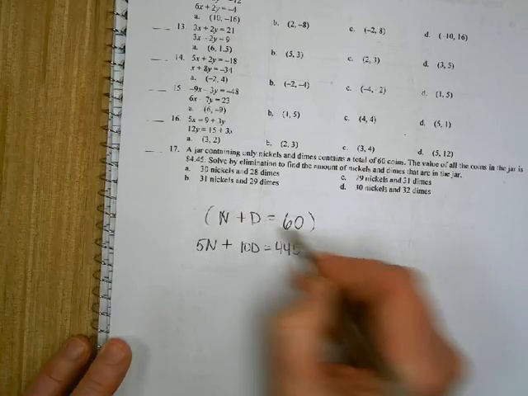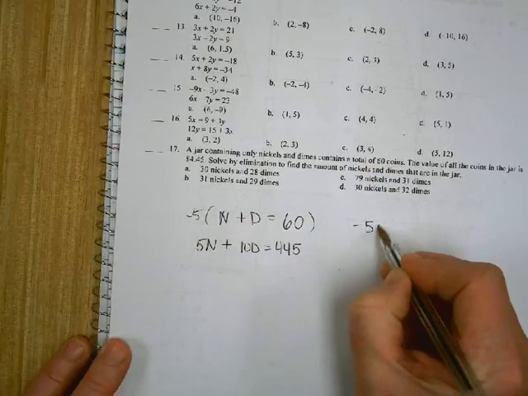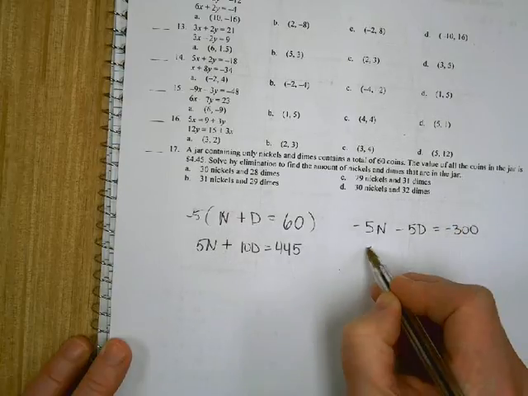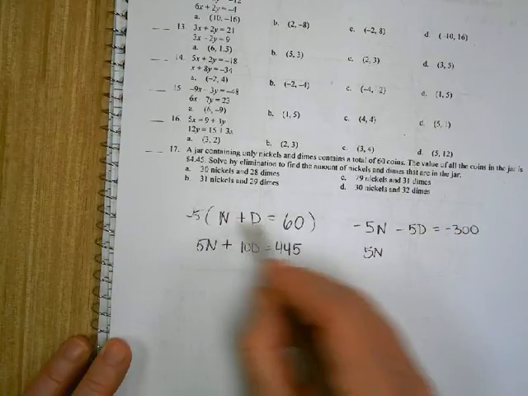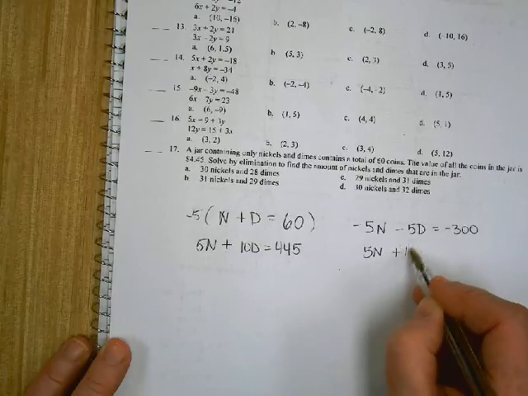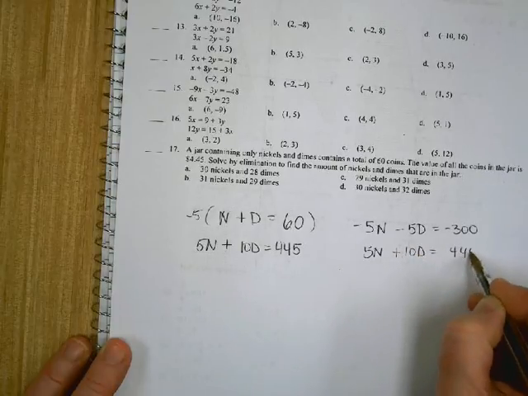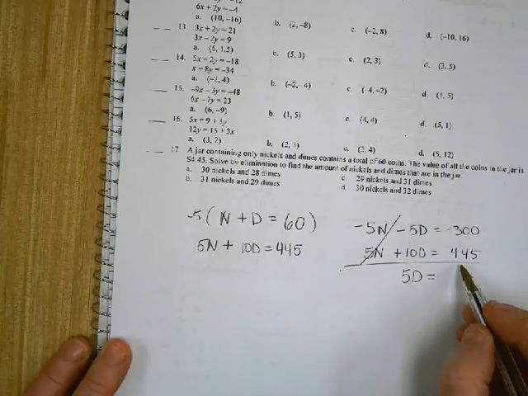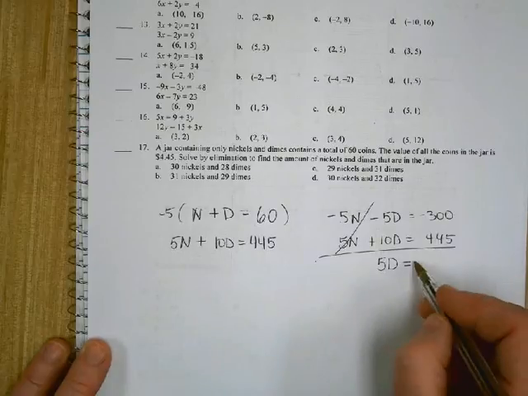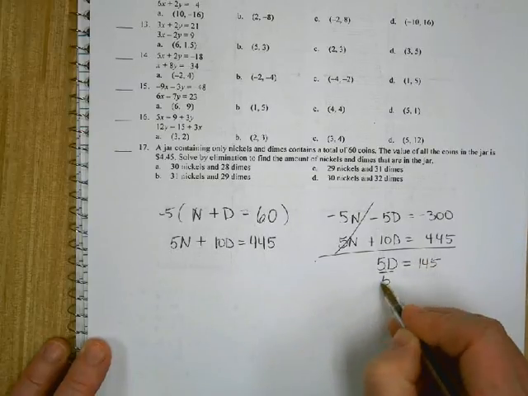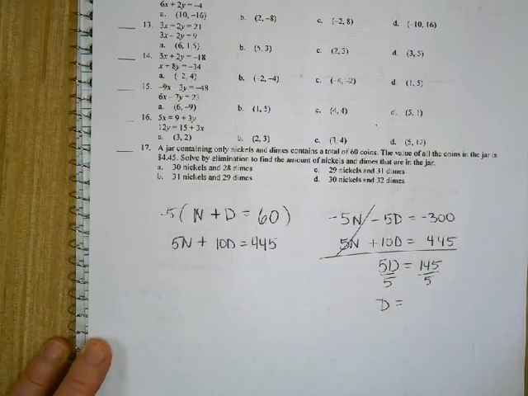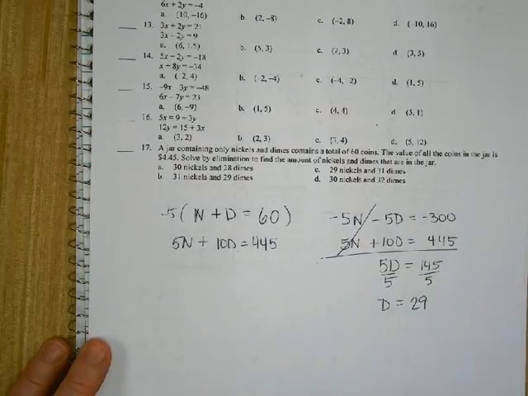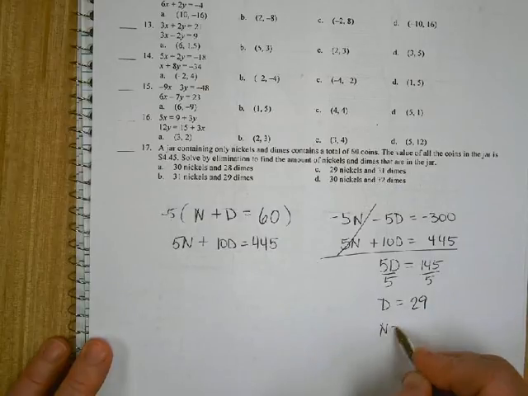Multiply by -5. So -5n minus 5d is -300. Well, when you multiply -5 times 60, isn't that right? These are going to cancel. 5d equals, is it 145? Divide by 5. 29 dimes. So how many nickels? 31.